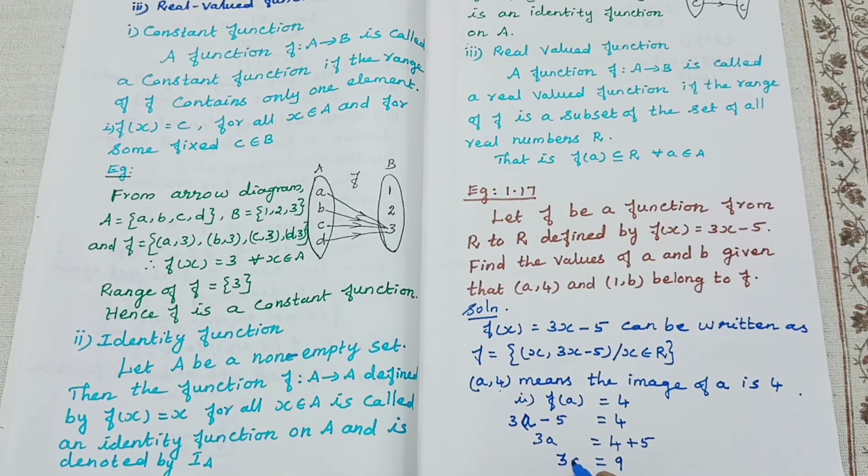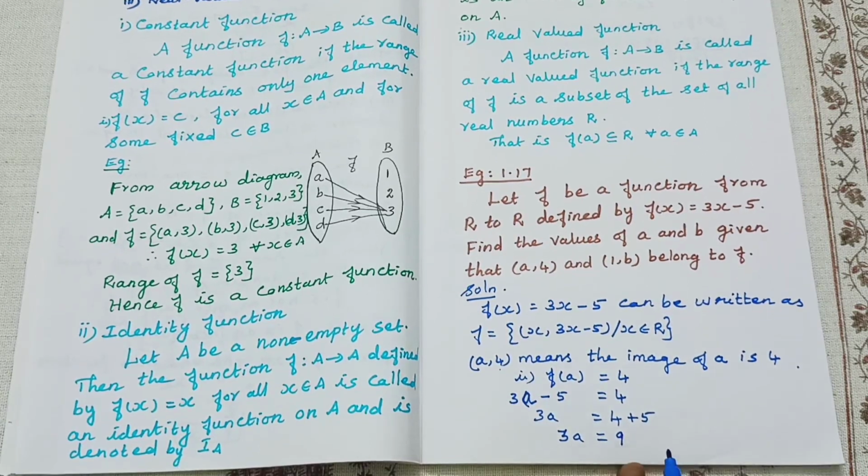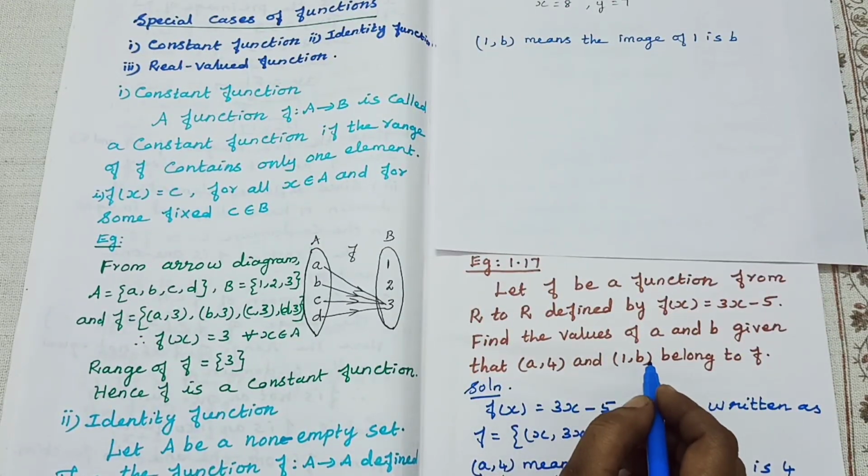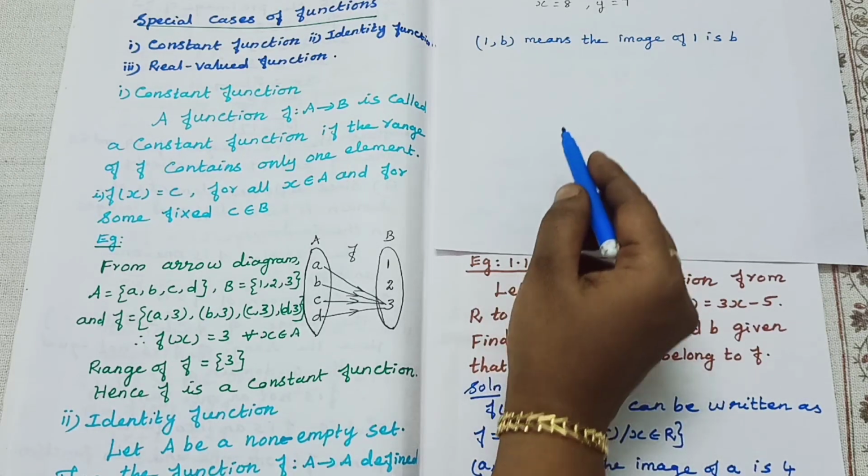Next ordered pair 1 comma B. Comma B means the image of 1 is B. Then that is what we can write. That is f of 1 is equal to B. Have you understood? Then f of 1 is equal to B.